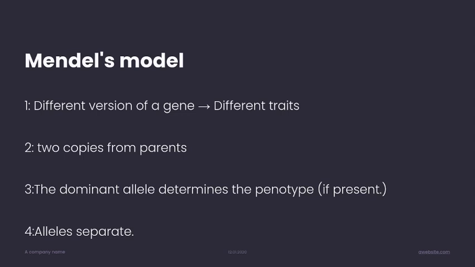Mendel's model depends on a few ideas. First, that different versions of a gene cause different traits. The second, that two copies are inherited, one from each parent. The third is that the dominant allele determines the phenotype, which is, again, not of huge concern for us in this class. And the fourth, the most important for set theory, is that alleles separate. So we will be able to form ordered pairs and such things. If they did not separate, we would not have been able to develop this model at all.